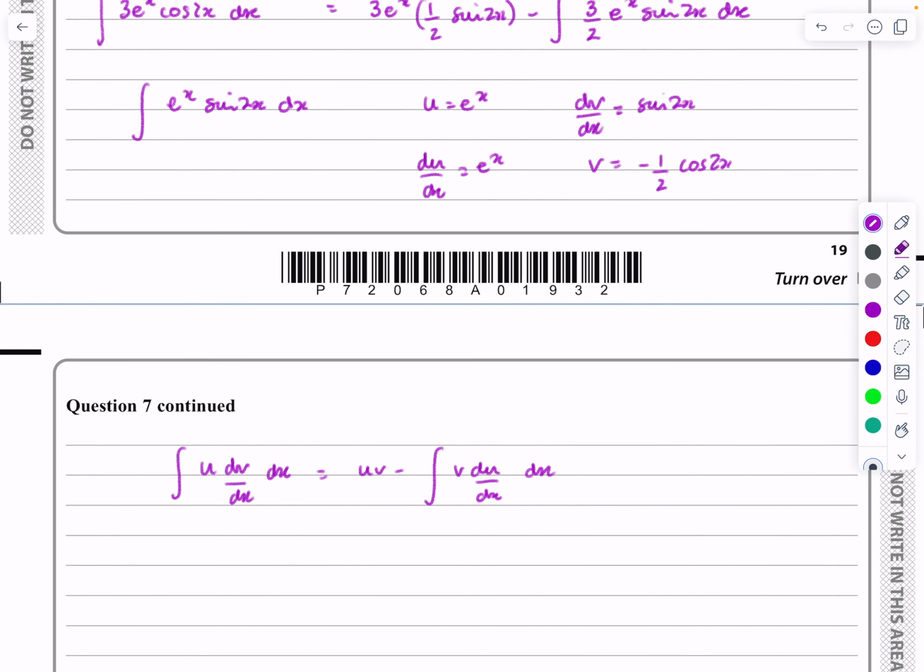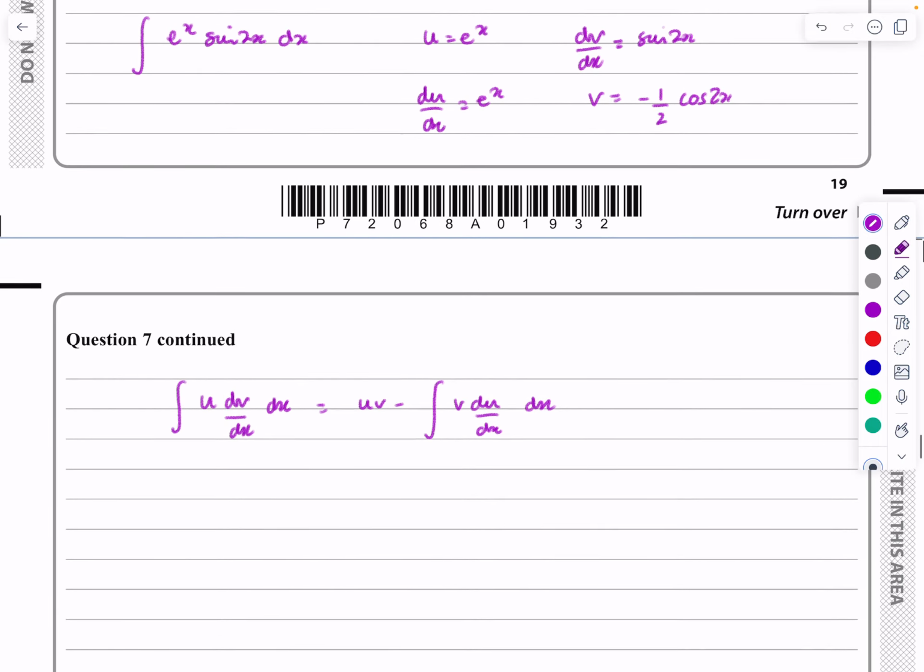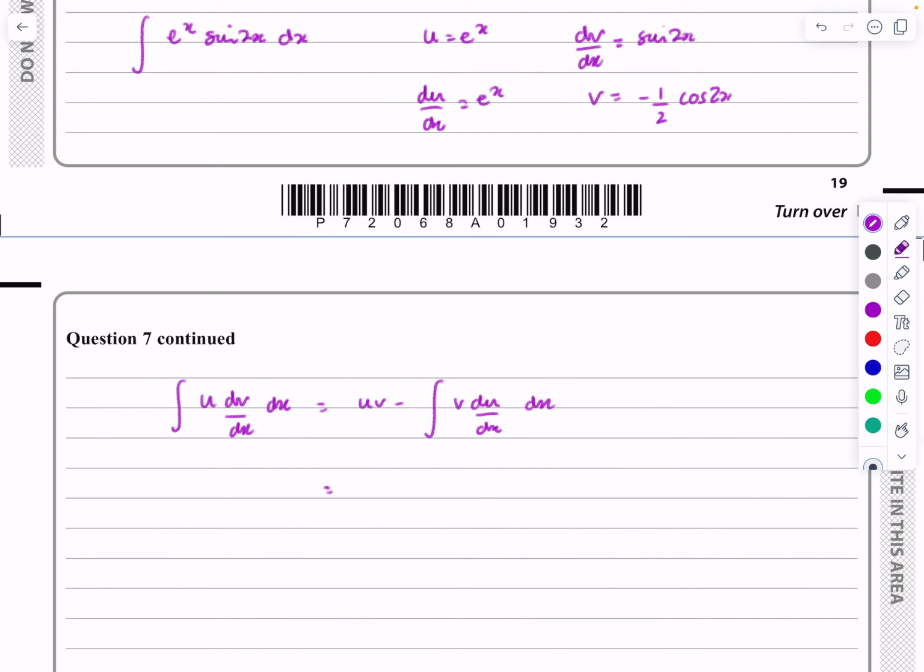Okay, so if I'm going to be using those terms there, it's going to be uv, which is e to the x times minus a half cos 2x. So actually, let's tidy that up. Minus a half e to the x cos 2x minus the integral of v du, which is the bottom two. Well, the minus and the minus can cancel, so I'll get plus a half e to the x cos 2x dx.